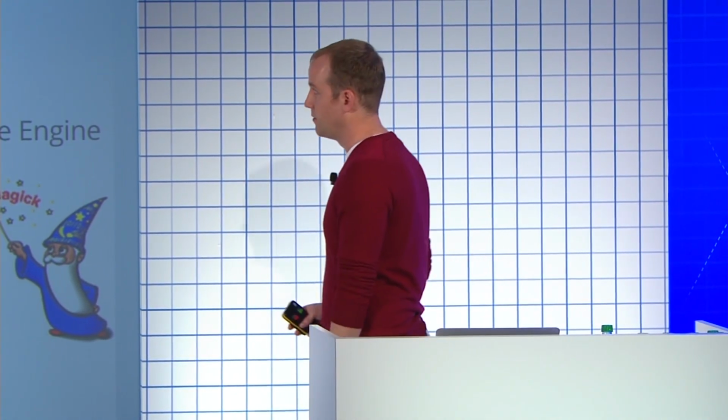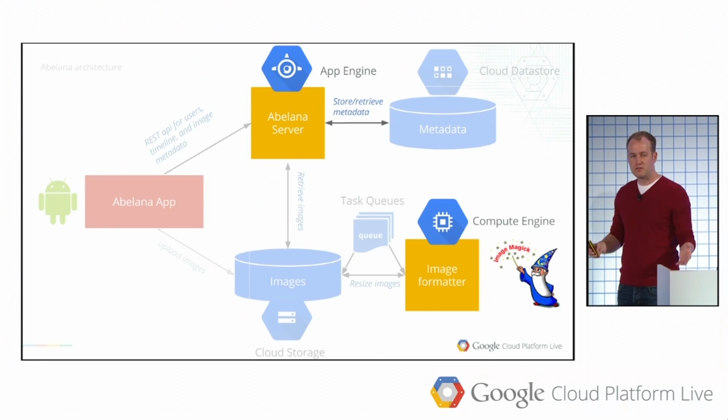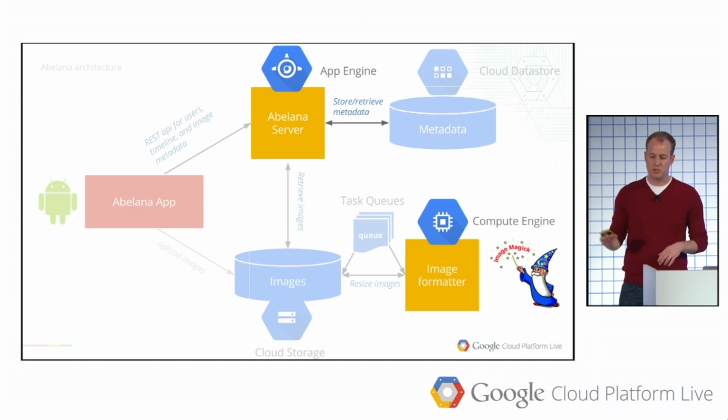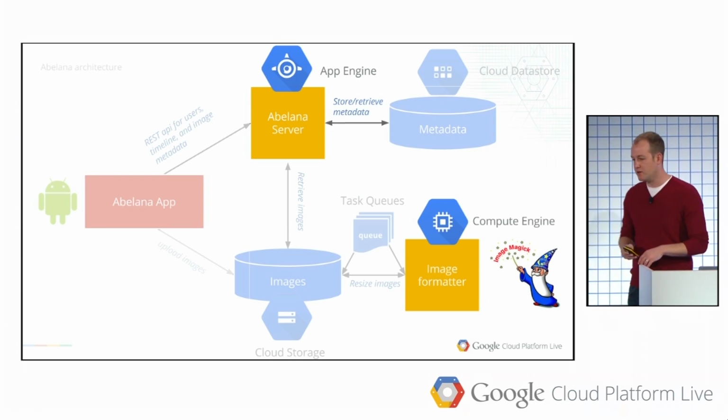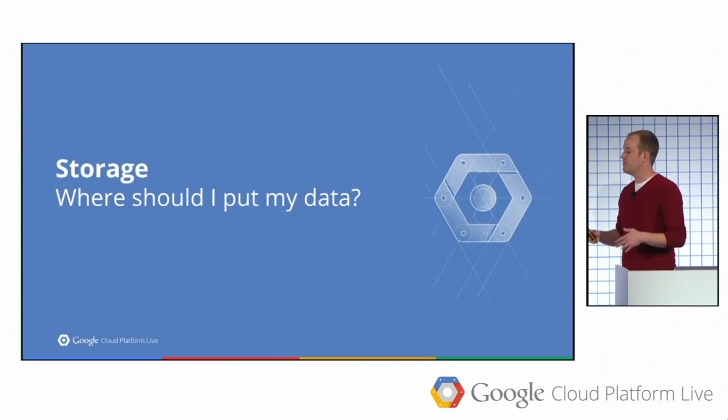So that's a general overview of the computing products that we have on top of Google Cloud Platform. Once again, we're using our Abelana server running on App Engine, which will handle the main request from our Android applications. And then we have a Compute Engine VM running in the background that goes and resizes and processes images as they come up. But that's really only one piece of the puzzle.